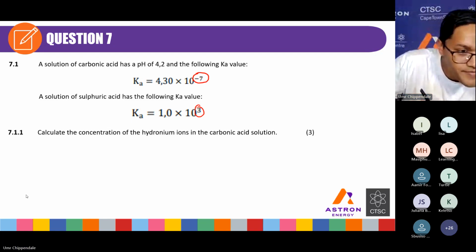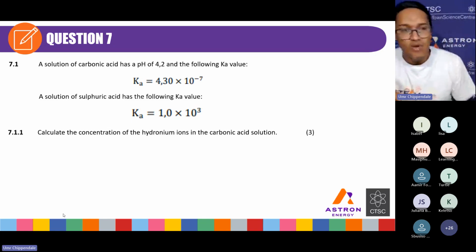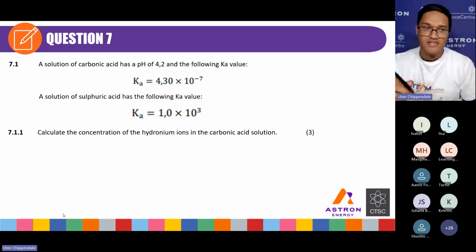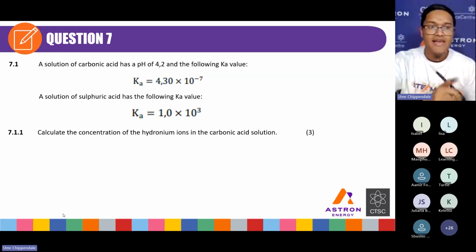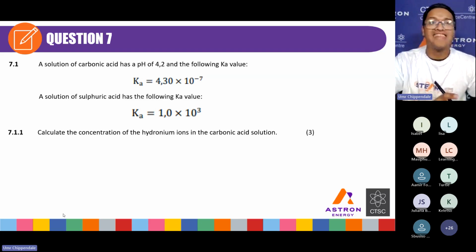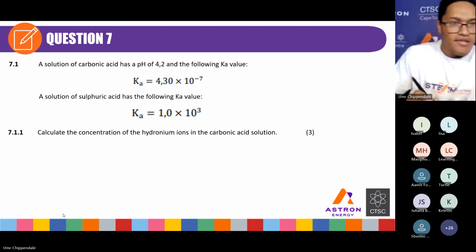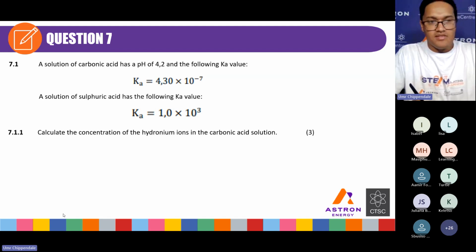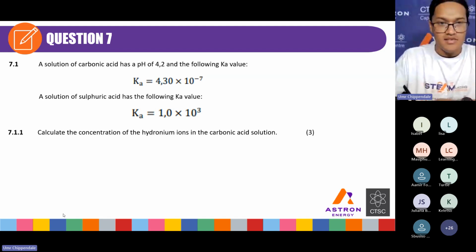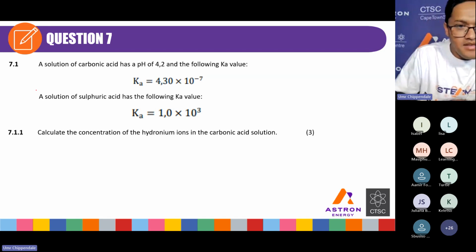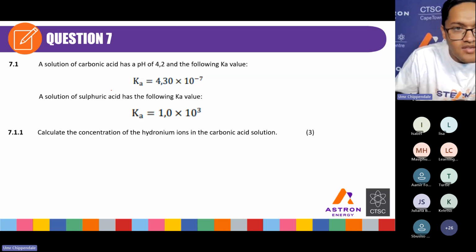Okay. 7.1.1, for 3 marks. Here it asks us to calculate the concentration of the hydronium ions in the carbonic acid solution. Hydronium ions is usually your acid, right? So what do we have? We were given pH, so that's good. We were given the pH of our carbonic acid, which was 4.2.